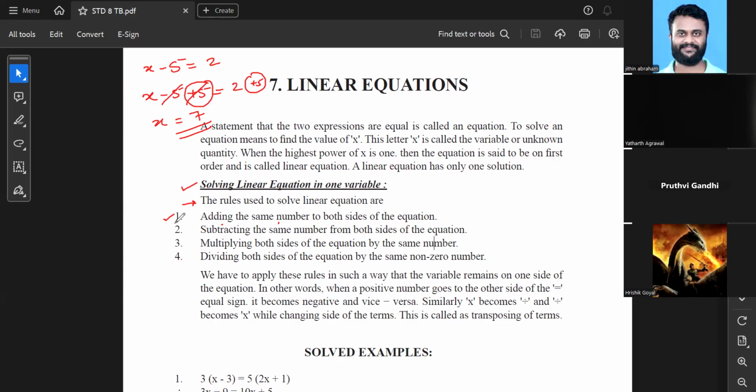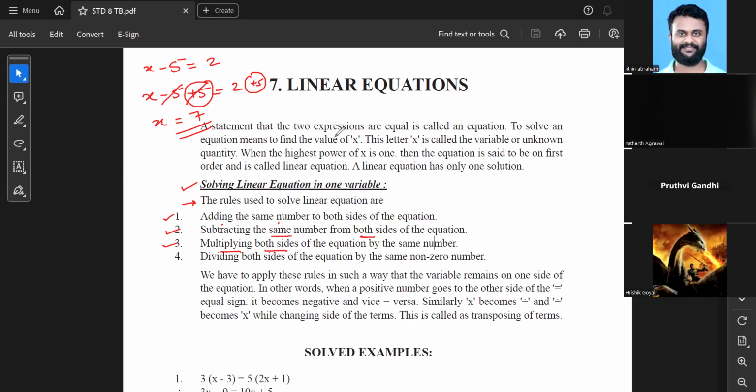So this is the first rule to solve linear equations. You can add any number to the equation, but whatever you're adding on the left hand side, you will have to add on the right hand side also. Similarly, like how you can add, you can subtract also. You can subtract the same number on both sides. Similarly, you can multiply the same number on both sides.